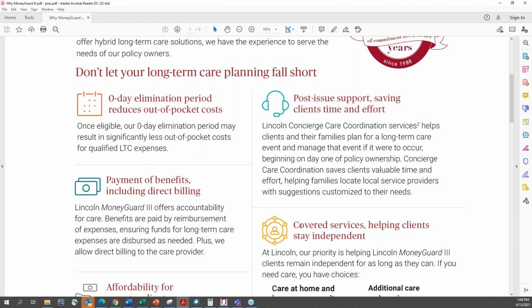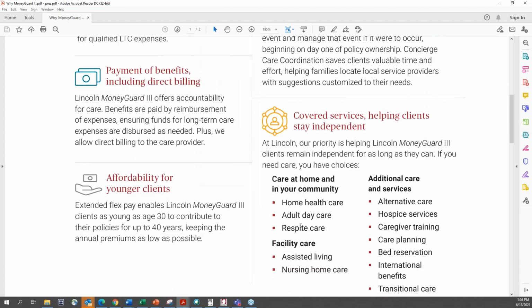And then obviously these policies are comprehensive. They're going to cover you at home, adult daycare, respite care, assisted living, and nursing home. There are hospice services and bed reservation benefits. These policies are going to be comprehensive.